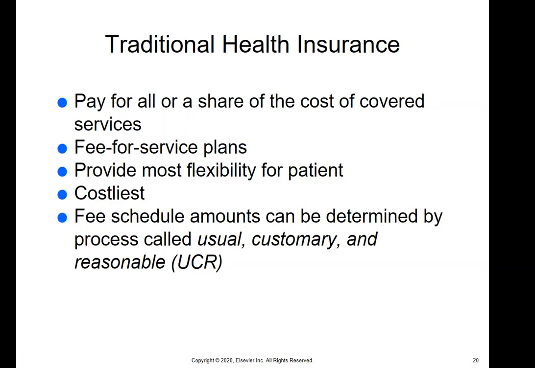Traditional health insurance. With traditional health insurance, they will pay for all or a share of the cost of covered services. There are fee-for-service plans. They provide the most flexibility for patients. It's the costliest, and the fee schedule amounts can be determined by a process called usual, customary, and reasonable, also known as UCR. UCR is the amount paid for a medical service in a geographic area based on what providers in the area usually charge for the same or similar service.